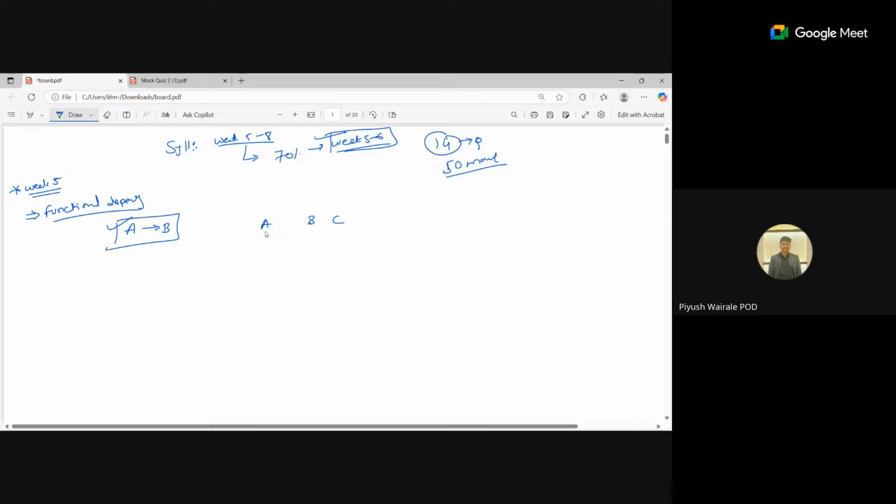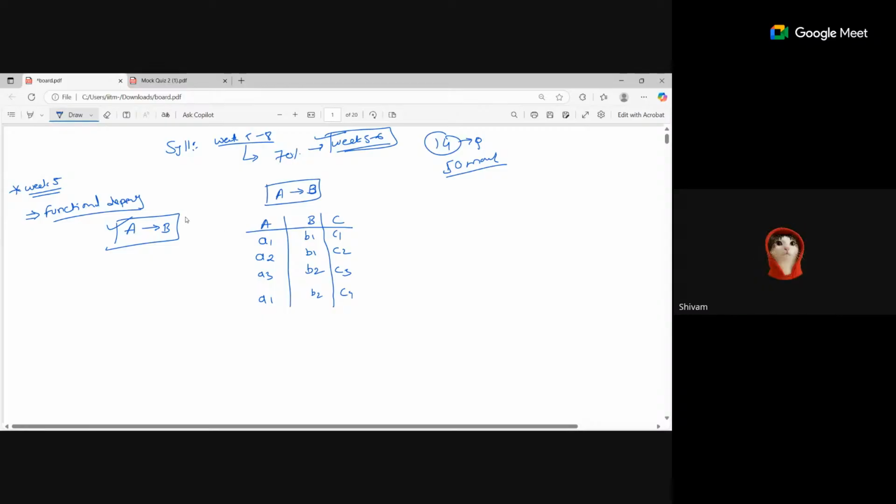Let's say for example we have three columns A, B, C, and we have this functional dependency A determines B. Say the rows are A1, B1, C1; A2, B1, C2; A3, B2, C3; and A1, B2, C4. Now, is this functional dependency valid for this particular table? No, sir.